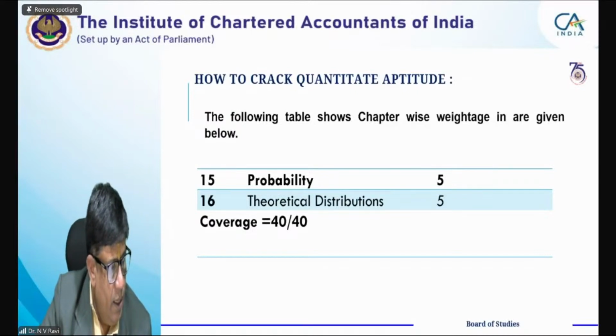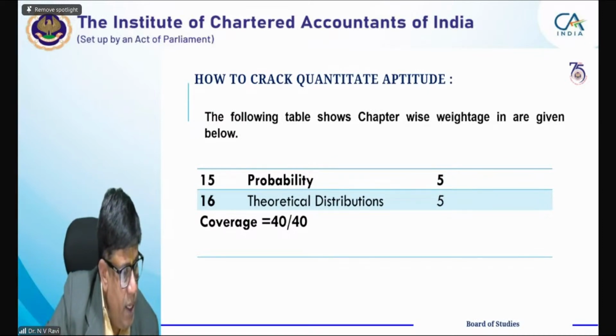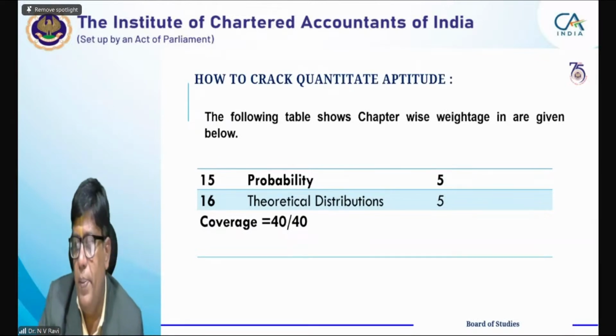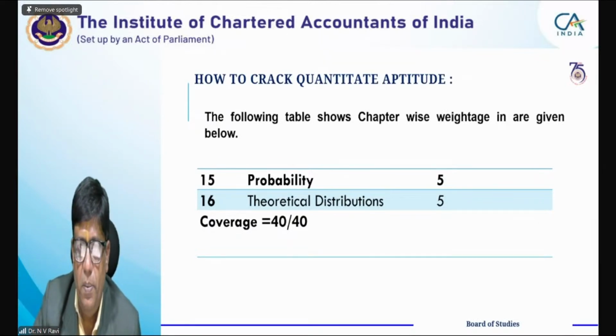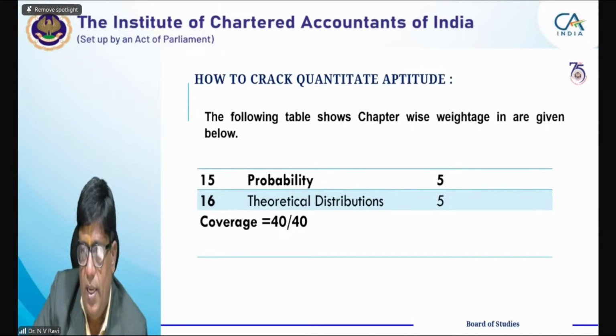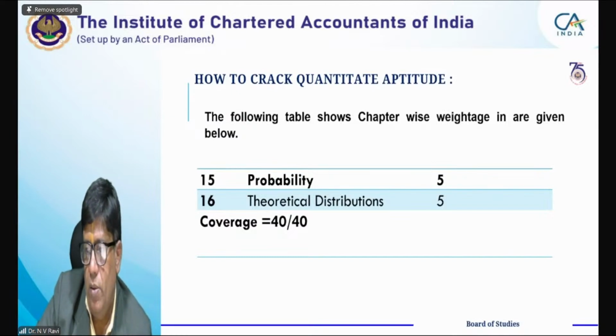Some student asked, sir, in probability, how many questions will come, at most 5? Combining probability and the theoretical distribution, I am saying that around 10 marks of questions are there. Together, probability and theoretical distribution will give around 10 marks of questions. That is my concern actually. Okay, don't worry about those topics.